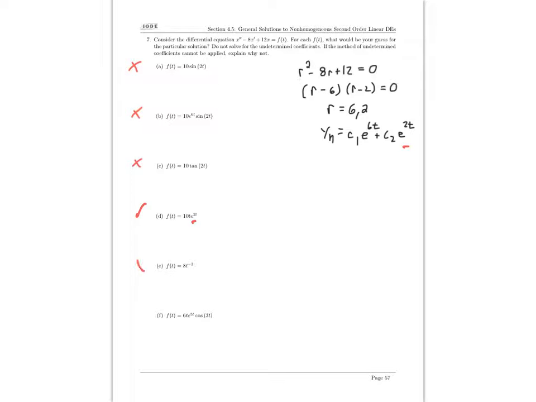In E, we're not going to have any resonance, and in F, because we've got the cosine piece, we're not going to have any resonance. So there's only one where we have resonance. So let's start with that one in D.